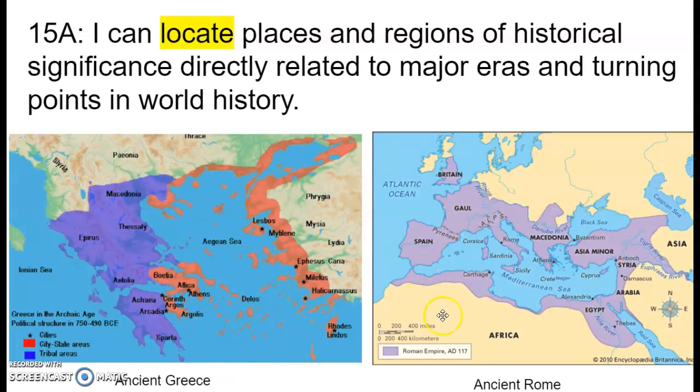So ancient Rome took up northern Africa and then parts of Europe and a little bit of Southwest Asia. And then you have ancient Greece, which is basically going to be all of these areas right here and right here. So let's look at the question that's tied to it.